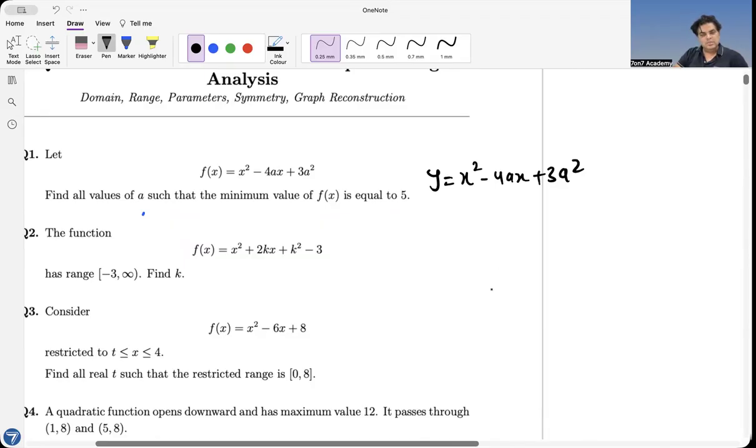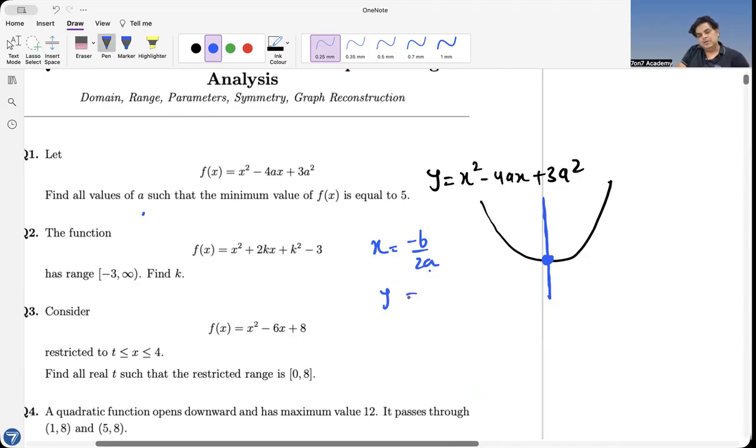Minimum value means it is an opening upward parabola. So the minimum value always happens at the vertex. The x coordinate of the vertex is what? Minus b over 2a.